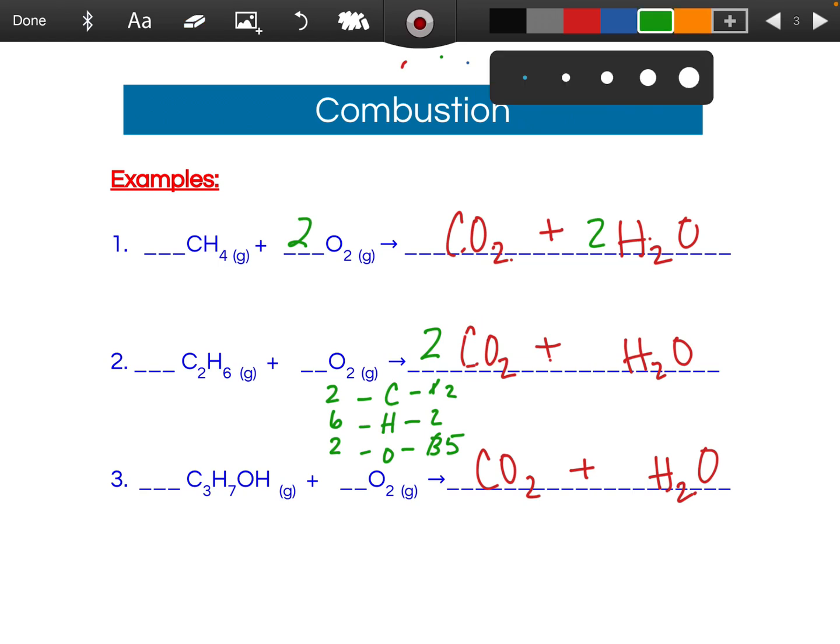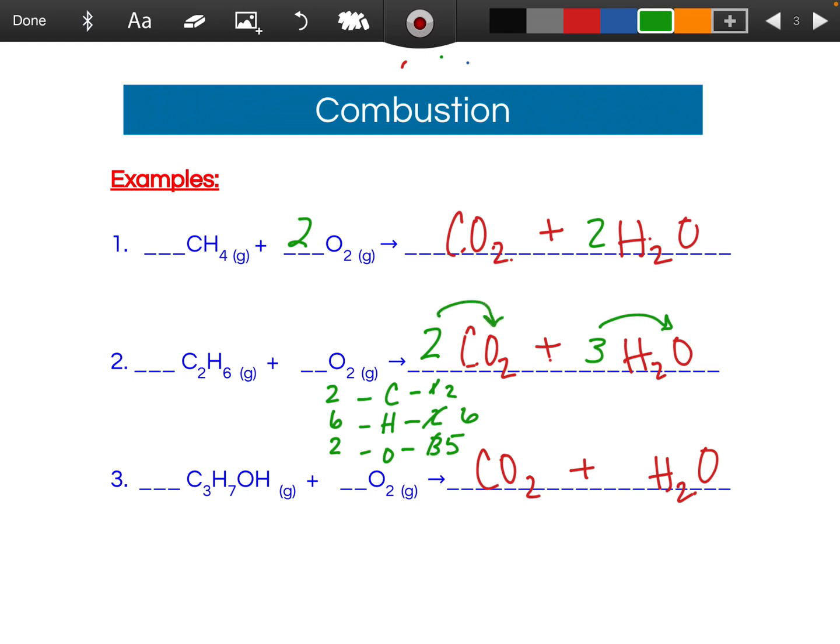All right, so now carbon is good, hydrogen is not good. I have 6 hydrogens on the reactant side, so I need to put a 3 here. So 3 times 2 would give me 6 hydrogens. Here's 3 oxygens plus 4 more would give me a total of 7. So don't forget, when you have oxygen in more than one place, then you have to add those oxygens together when they're on the product side. All right, so carbon is good, hydrogen is good, oxygen is not good.